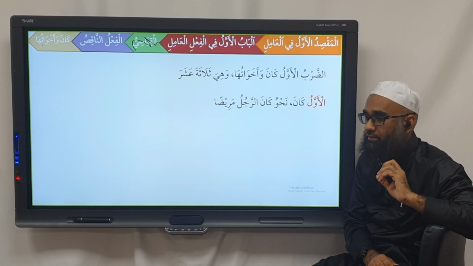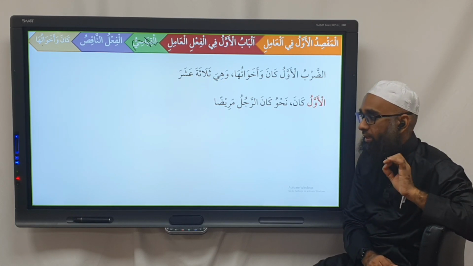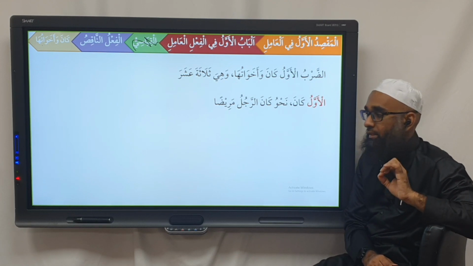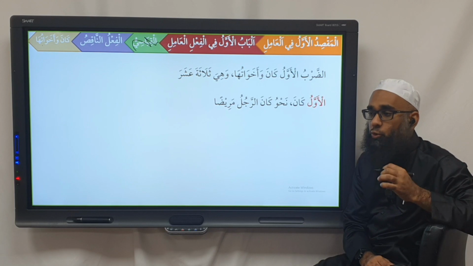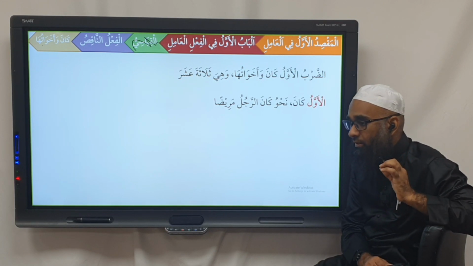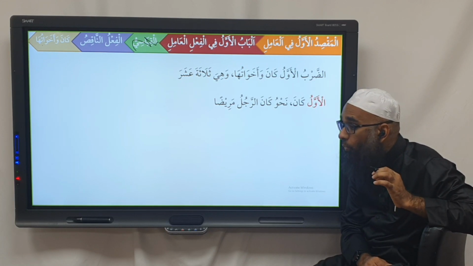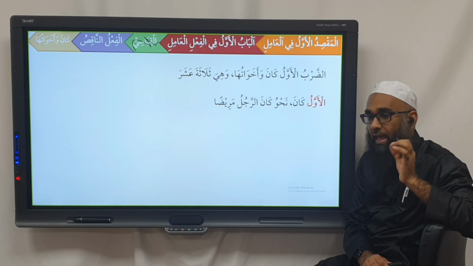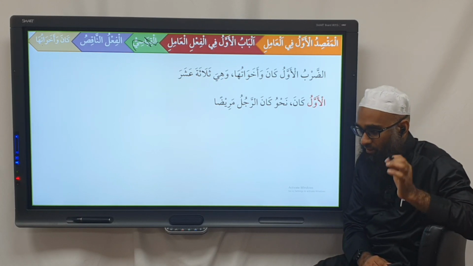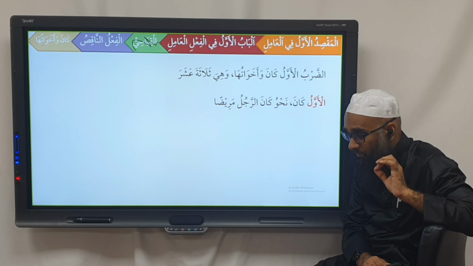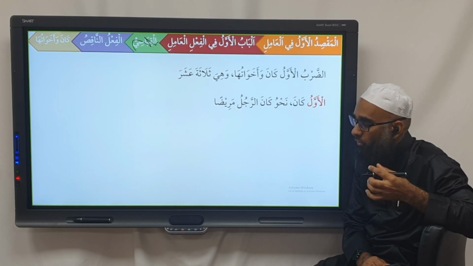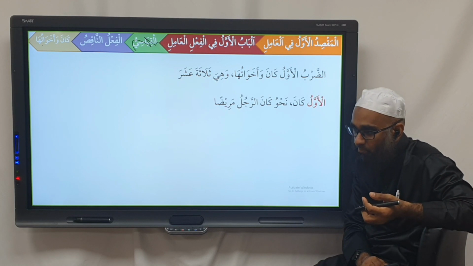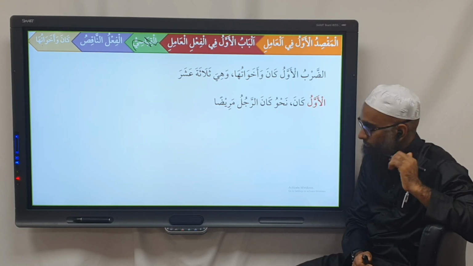Al-awwalu kana. The first is kana. And you've done this before. What does kana mean? Was. Kana rajulu maridan. The man was sick. Kana enters onto the mubtada and the khabar. The mubtada becomes the ism of kana and it stays marfu'. And the maridan, the khabar, is called khabar of kana and it becomes what? Mansoob. We've done that before.